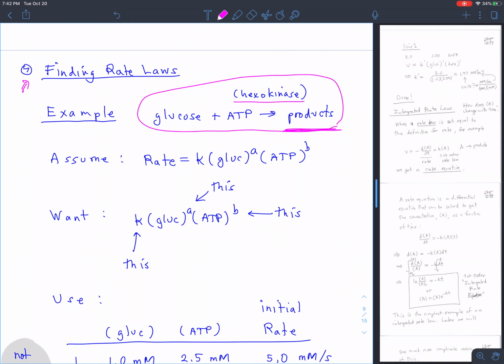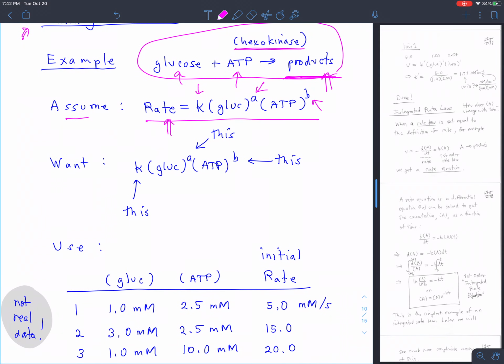In fact, it's catalyzed by hexokinase, an enzyme, but we don't need to know the products because it turns out that the rate law only depends on the reactants in this case. That's common. In fact, it's the usual case. And so we assume that the rate is of this form: rate constant K, glucose to the A power, ATP to the B power.